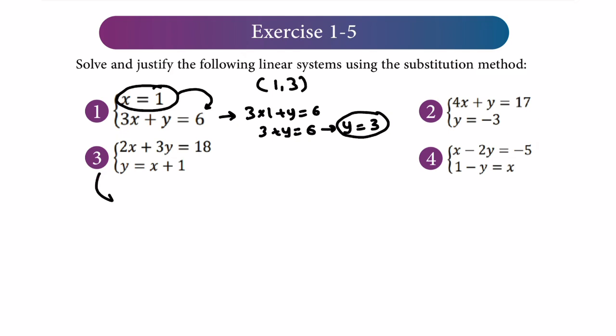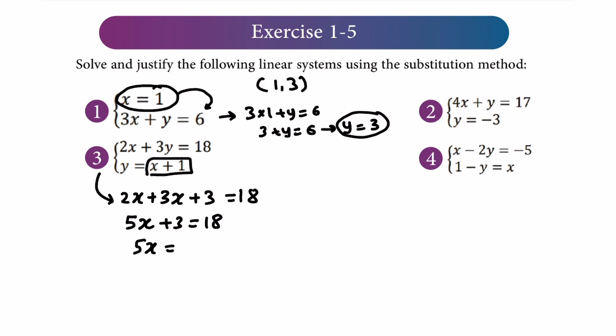This question here needs some steps. In this case, you have to put this in for every y. You get 2x plus 3 times (x plus 3 times 1), 3, equals 18. Then you get 5x because you add the 2 and the 3. We get 3 and 18. You put the 3 over to the side. We get 5x equals 15 here. Divide by 5, you get 3. This is the value for x.